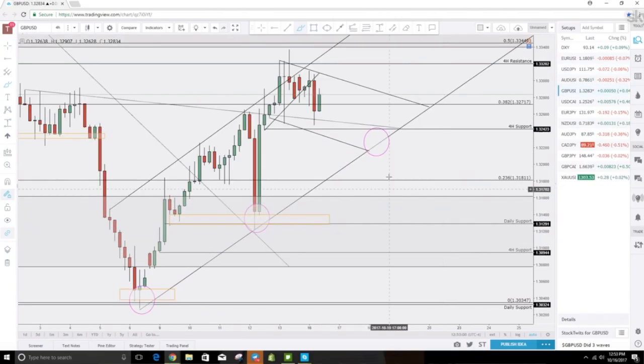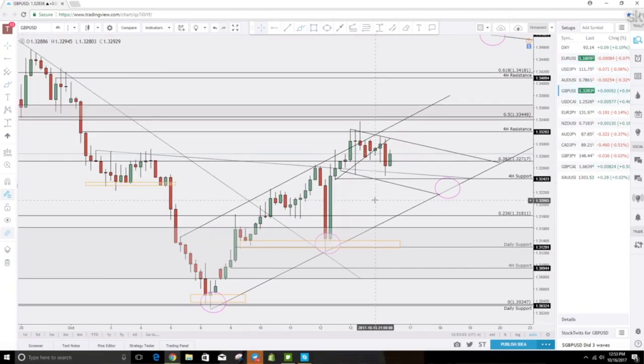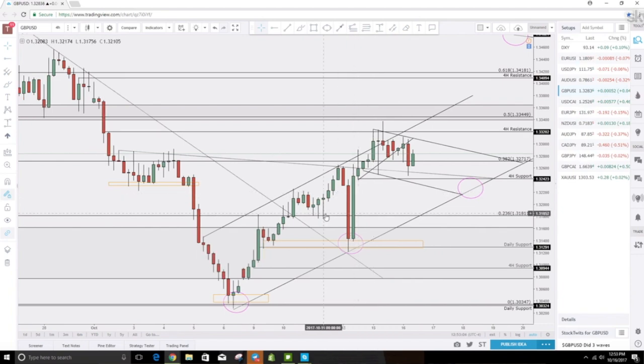GBP USD, this was a basic breakout play right here. We decided to take the entry on the previous break of this 4-hour resistance, which did occur right here. We could see the break plus the confirmed break by rejecting the previous level it broke out of. We pulled entries near here and did get the nice rally to the upside.